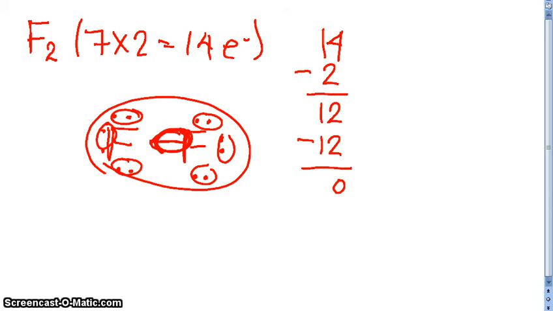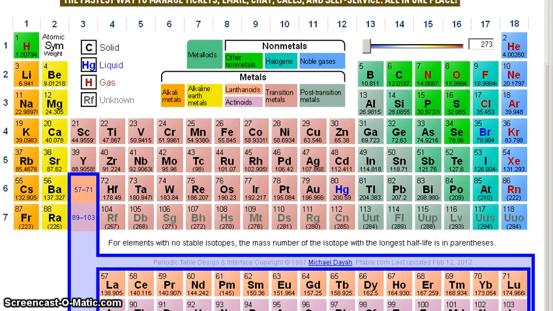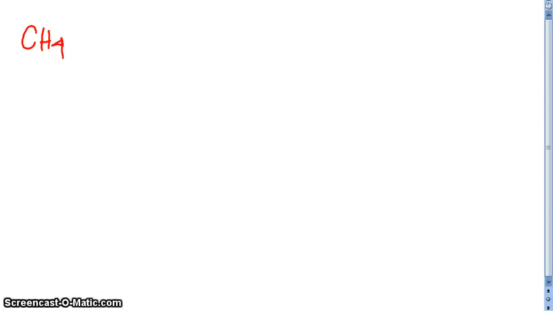So let's pick a harder example. Let's do methane, which is CH4. Alright, we're going to see the amount of electrons we need. So carbon over here is in group number 4, so we know it has 4 electrons. And hydrogen is in group number 1, so it has 1 valence electron. So I can come back here and I know carbon has 4 valence and hydrogen has 1 valence, but there's 4 hydrogens. So that gives us 8 electrons in the outer shells.